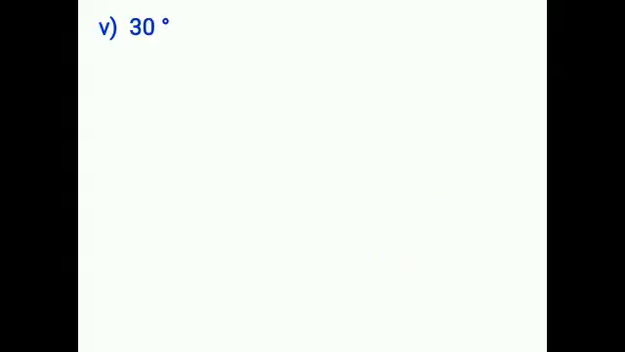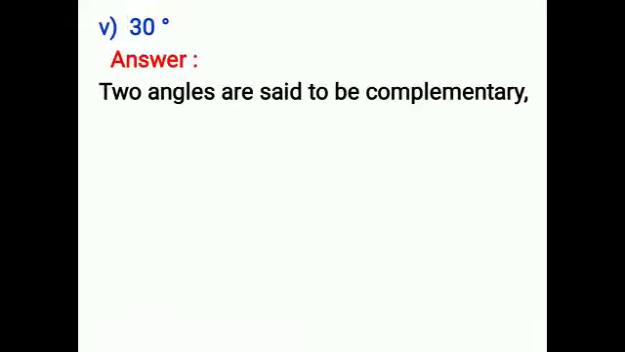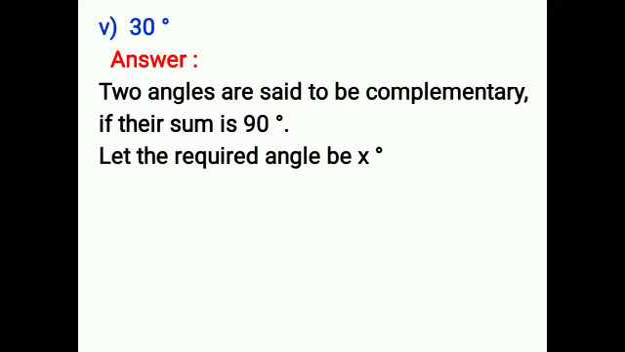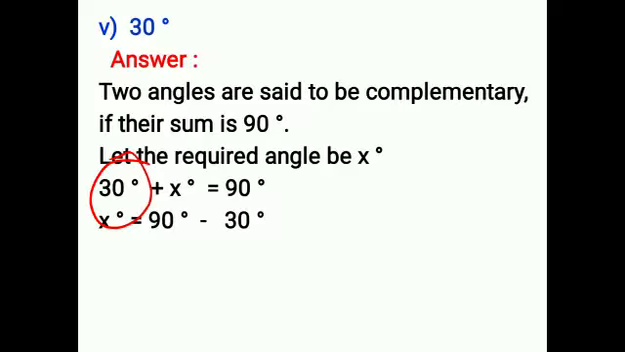Similarly, let's solve the next example. Question number 5. Again we have to calculate the complement of this angle, 30 degree. Two angles are said to be complementary if their sum is 90 degree, correct? So let the required angle be x. So we know that 30 plus x is equal to 90 degree. The sign of this 30 in the left hand side is plus. So shift this 30 to the right hand side. So here middle sign is minus. So 90 minus 30, what is the answer here? 60 degree. So this is the answer of question number 5.